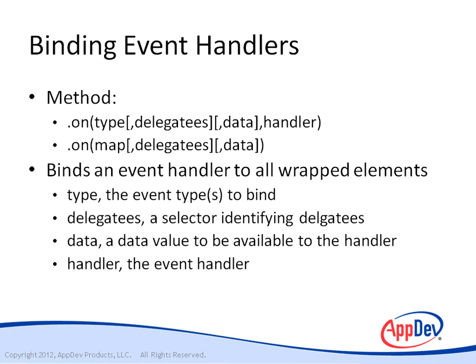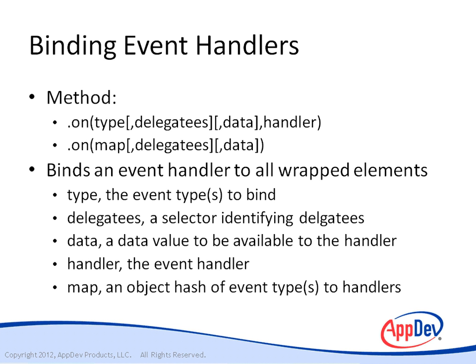The other required parameter for the first signature form is the handler to be established for the specified event type. This could be the name of a previously defined function, or more commonly, an inline anonymous function. We'll see an example in just a second, but let's take a quick look at the alternative method signature.